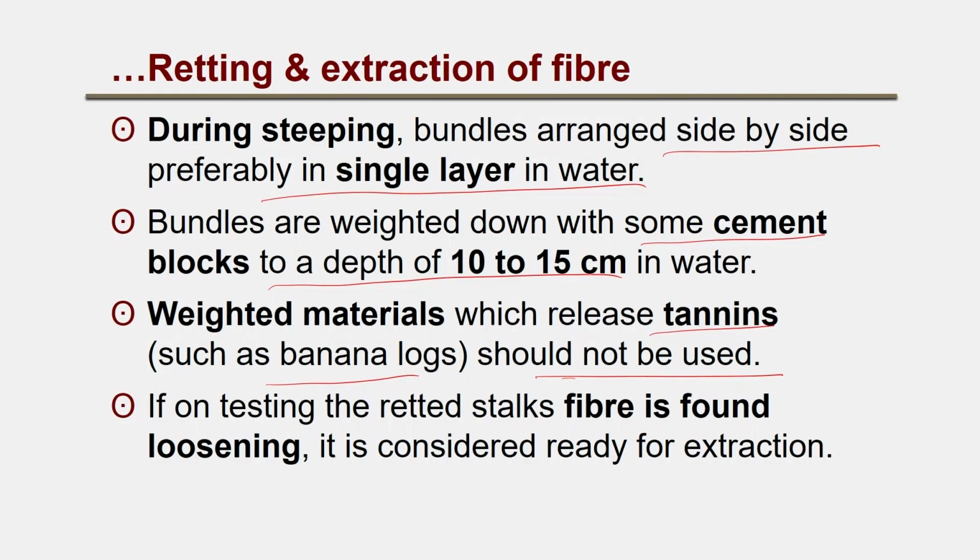If on testing the retted stalks fiber is found loosening, it is considered ready for extraction. So farmers have an idea when the retting is complete, means then fiber can be easily removed from the stem of sannhemp.